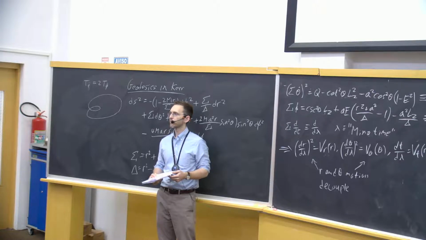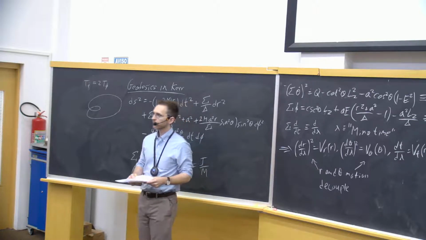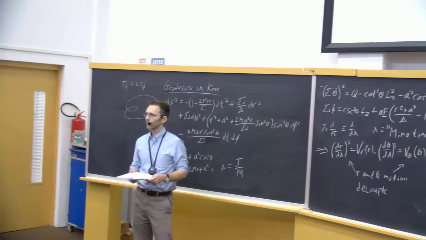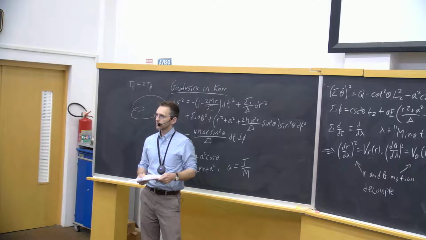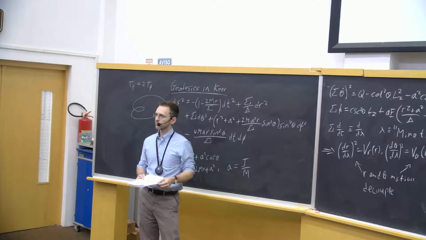In what sense? So mean of time is a variable along the orbit. No, this is just reparameterizing the orbit. Yeah, it's not a coordinate.